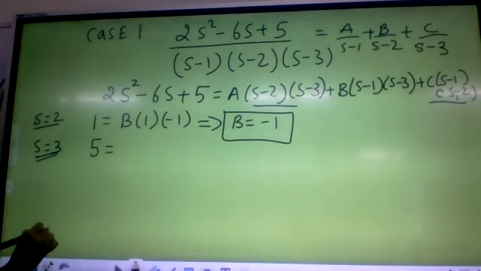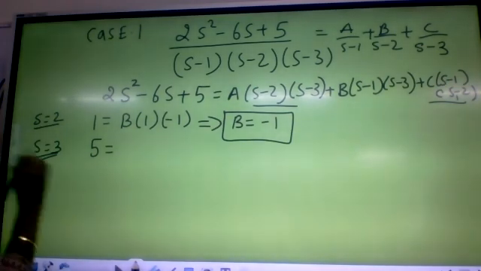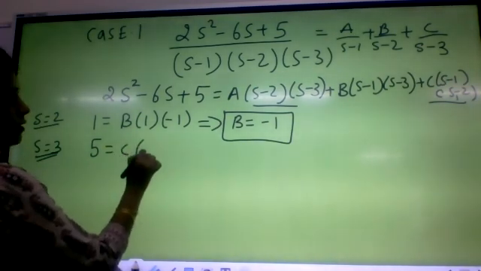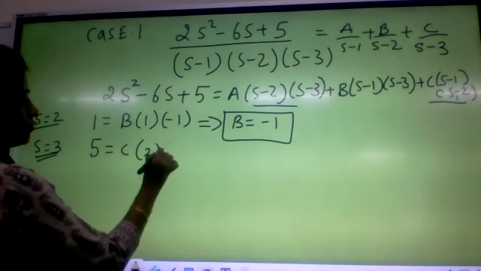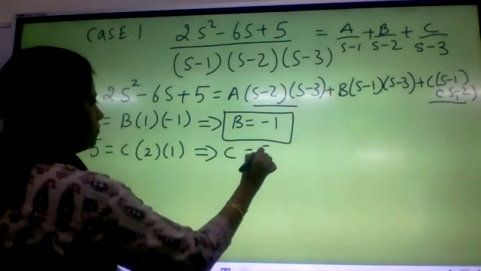On the other side, first term and second term will become 0 because they have s minus 3 as a factor. So the last term will give me c. 3 minus 1 is 2. 3 minus 2 is 1. So value of c is equal to 5 by 2.